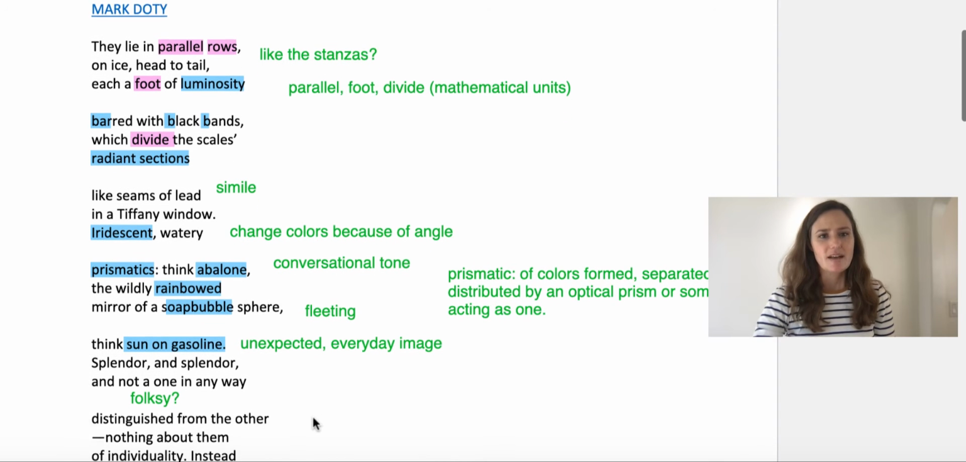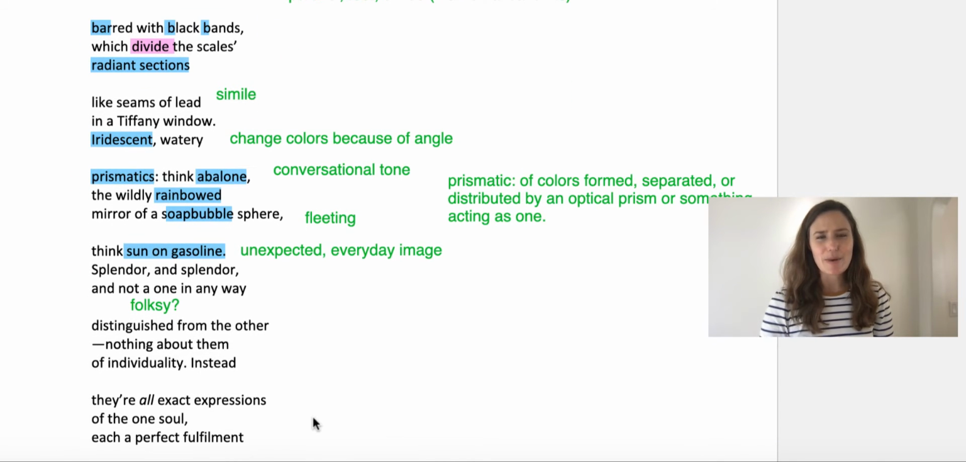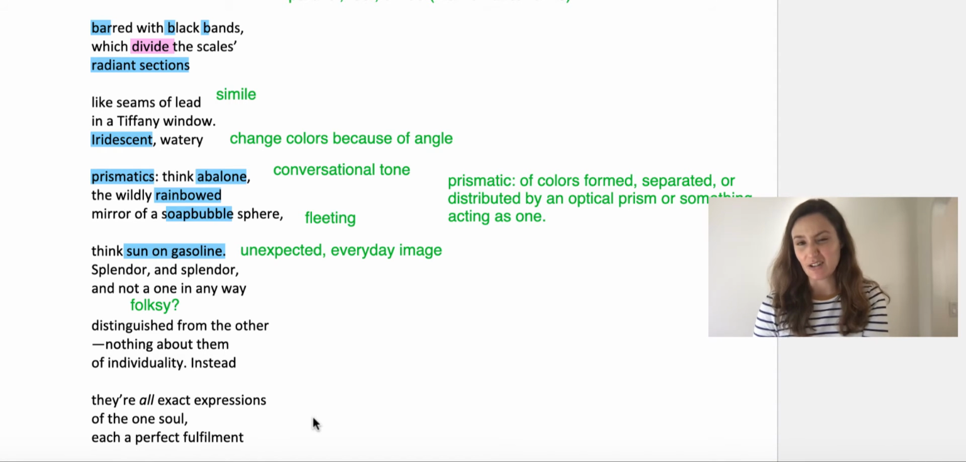Sun on gasoline is also sort of an unexpected image to see in a poem. We wouldn't imagine something that you can see looking into a gutter to be something beautiful, but here I think it's just so lovely.